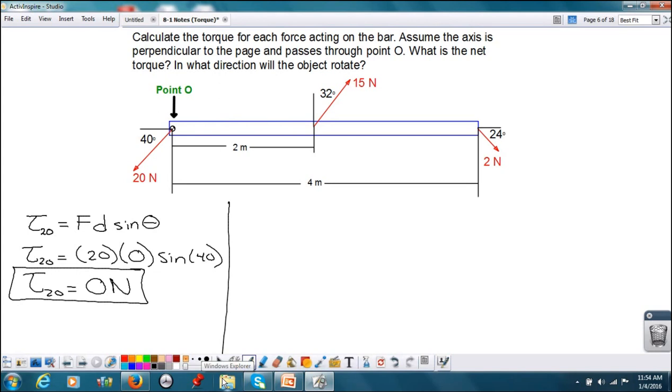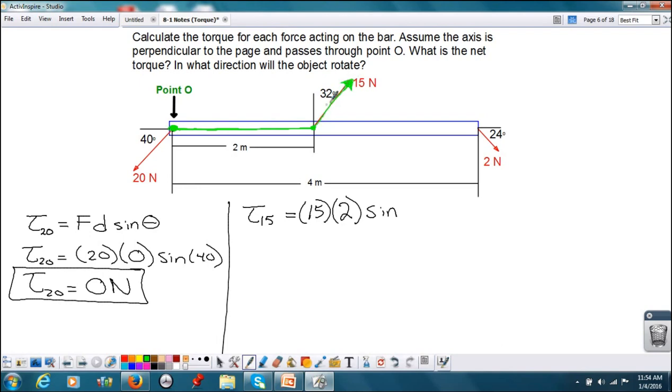The next one we have is the 15 Newton force. So I'm going to say the torque produced by the 15 Newton force is equal to the force, which in this case is 15 newtons, times the lever arm or distance. In this case, I'm starting at the point of rotation, and I'm traveling down until this point right here, and it says that is 2 meters. So I've got 2 meters, times the sine of the angle. And the angle is the angle created when you start at the point of rotation, travel down the lever arm, and then go in the direction of the force.